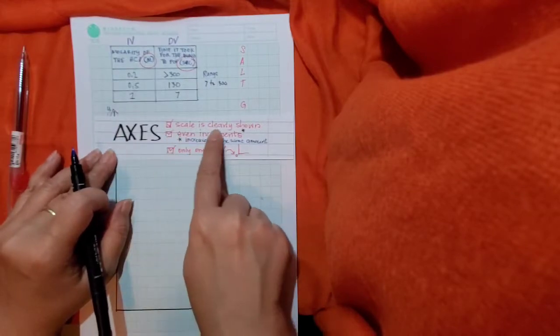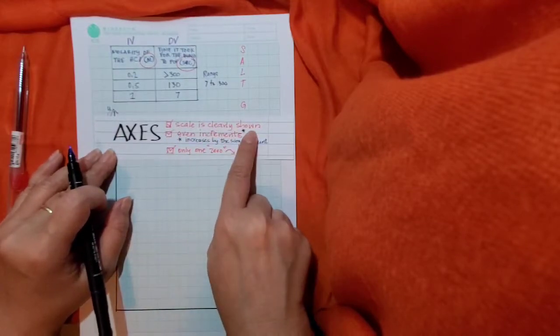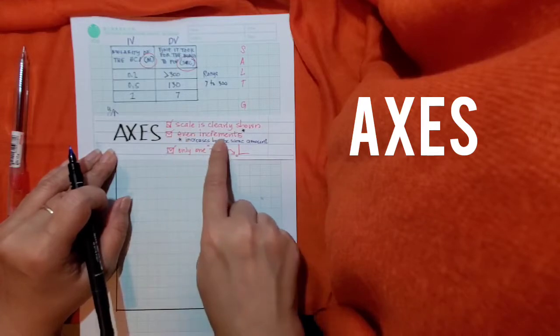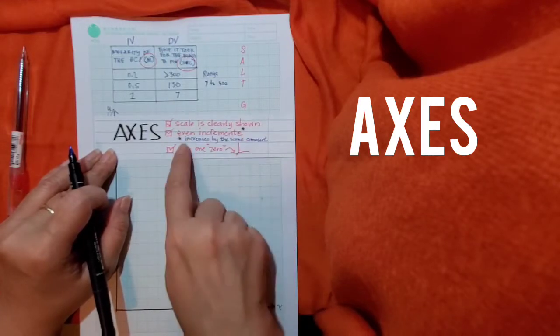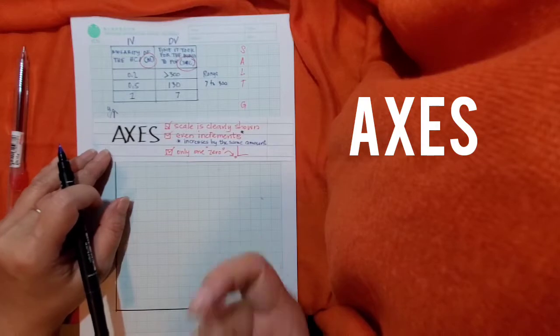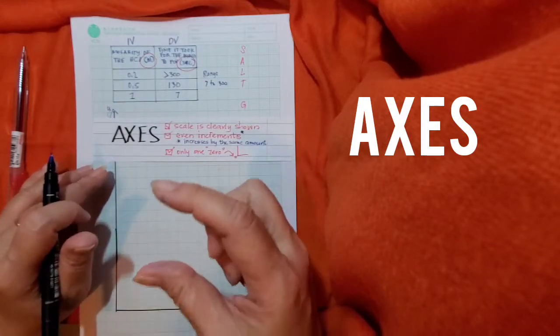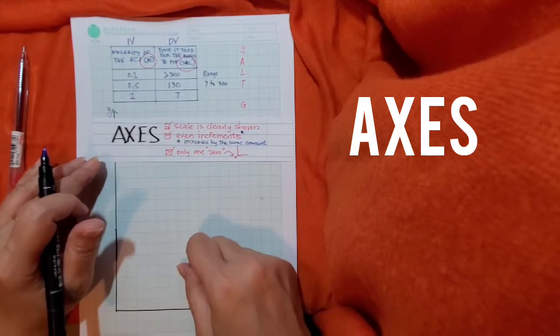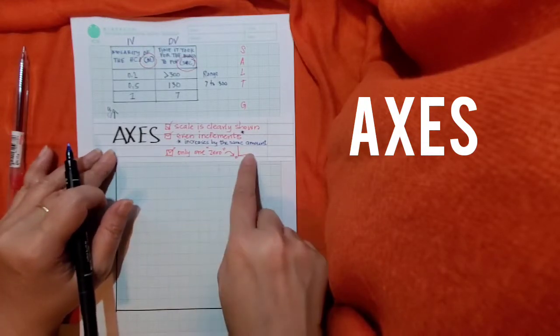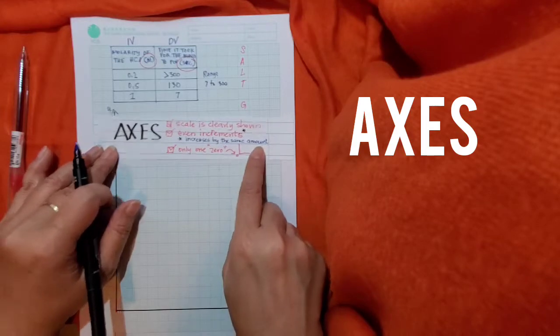Axis, the scale is clearly shown. Even increments. What are increments? Increments mean your values increase by the same amount, in the same interval. And there's only one 0. We talked about this already.